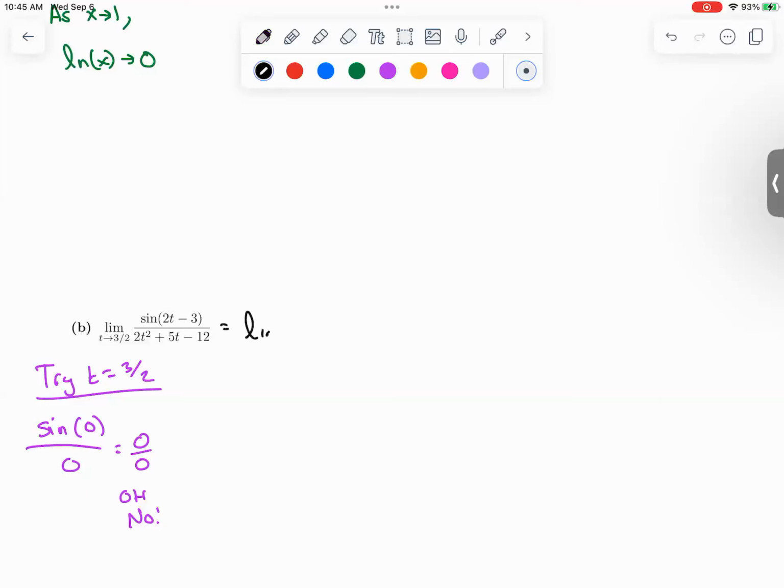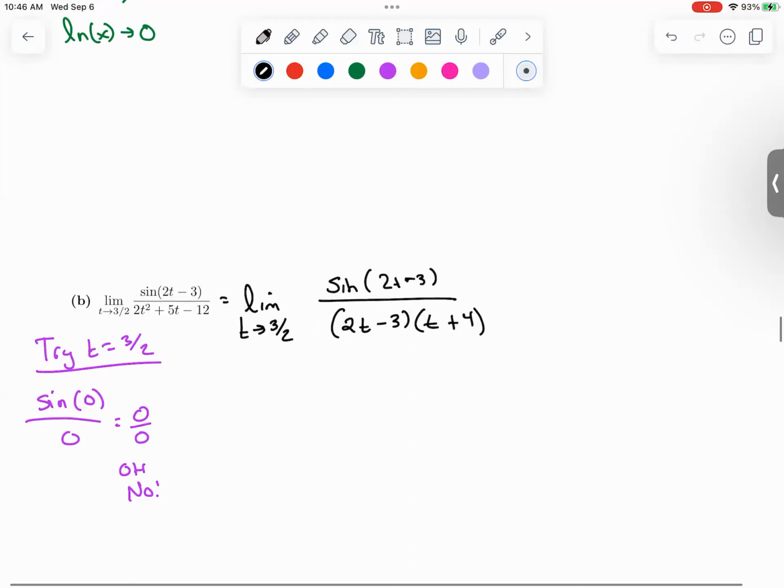The limit as t approaches 3/2 of sine of 2t minus 3. And wouldn't you know it, this thing factors to a 2t minus 3 times a t plus 4. Isn't that nice? So it wasn't like the Yang-Mills existence and mass gap problem. It wasn't the Riemann zeta hypothesis. There is some way to solve it.